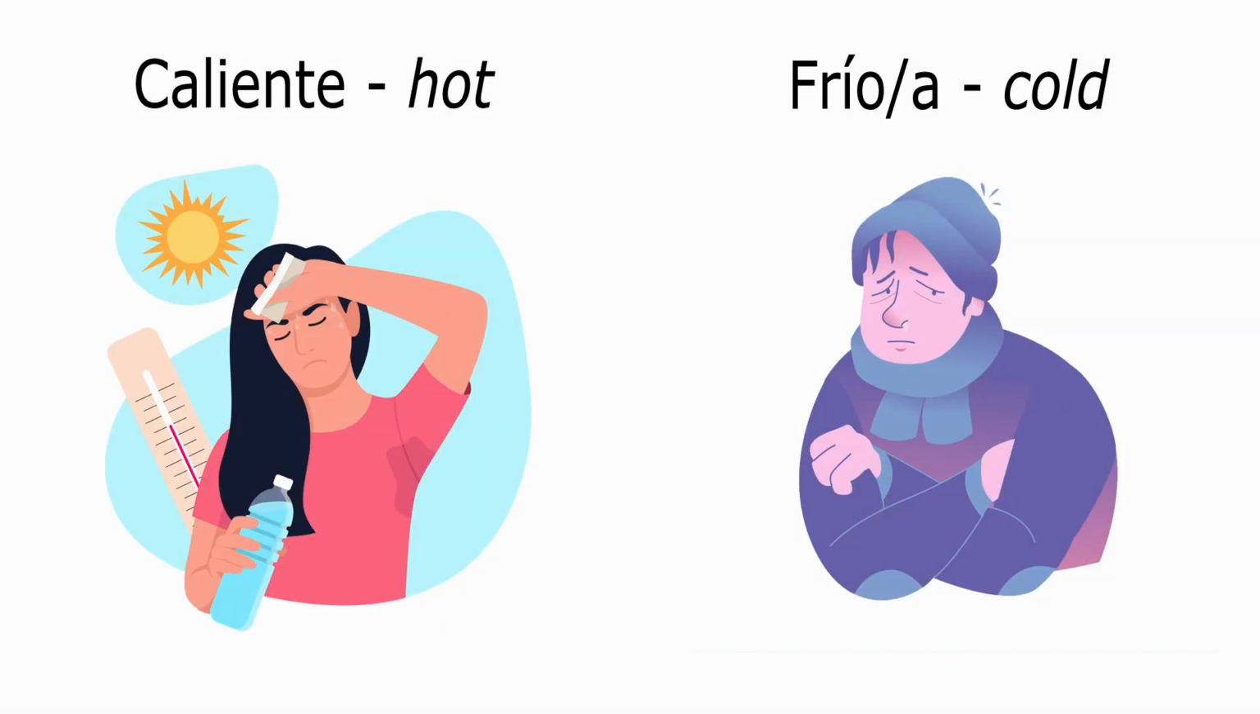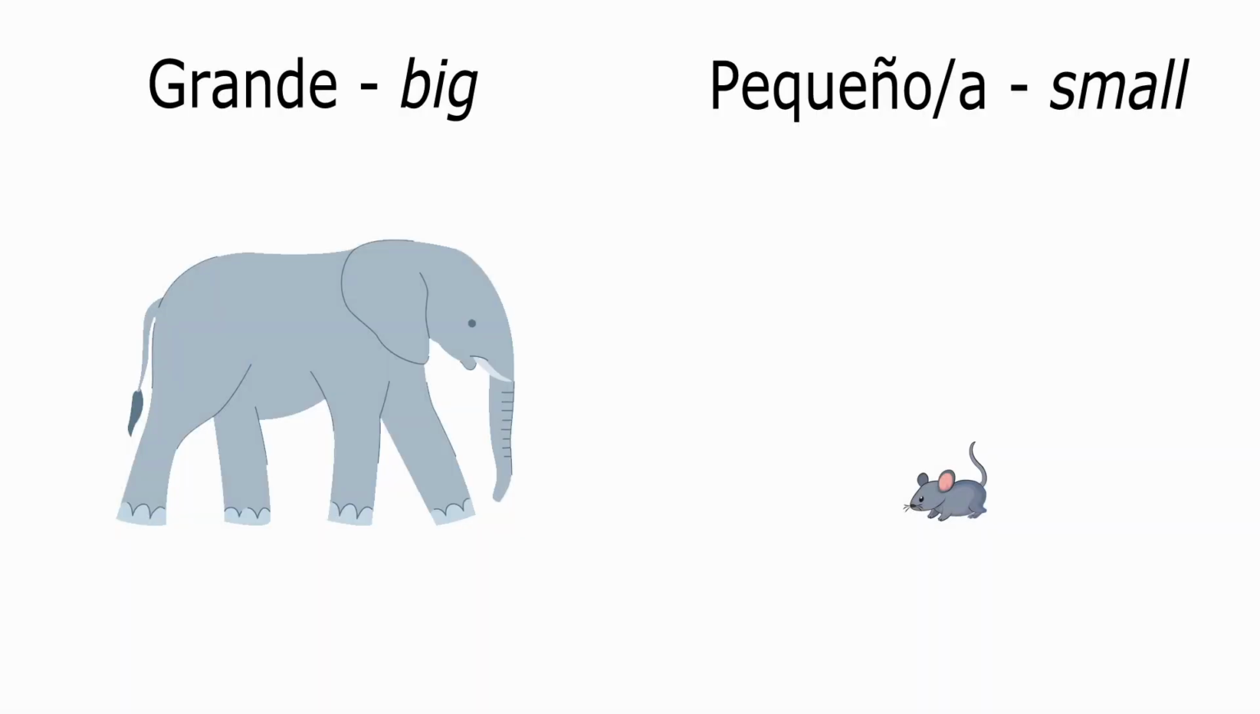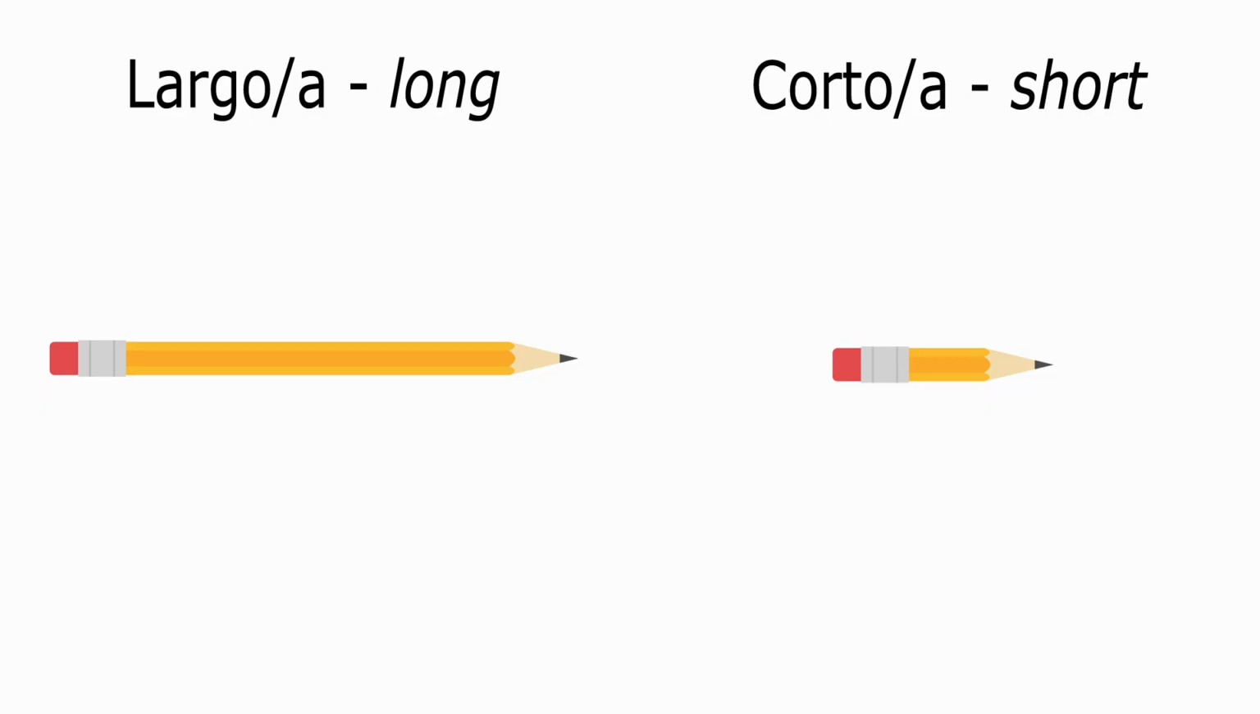The word for hot is caliente. The word for cold is frío or fría. The word for big is grande. The word for small is pequeño or pequeña. Long is largo or larga. Short is corto or corta.